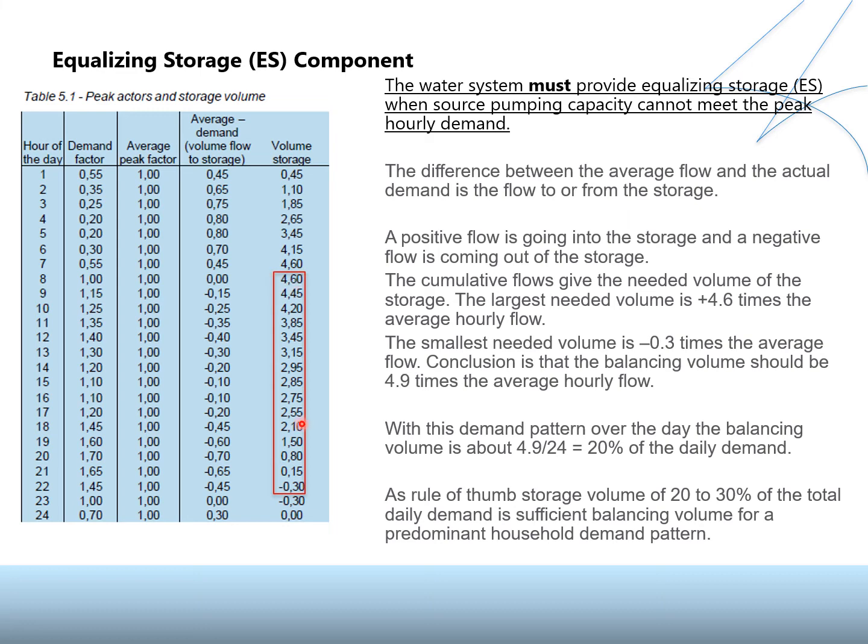And this gives us the volume of water we need. So from highest to lowest gives us the volume needed, which is 4.9. Okay, so that's the difference between 4.6 and 0.3, and that gives us 4.9. So we need 4.9 times the average hourly flow as equalizing storage. Which is about, for 24, because we are assuming just 1 as the peak factor, 4.9 divided by 24 is the 20%. So as a rule of thumb, the storage volume is about 20 to 30%.